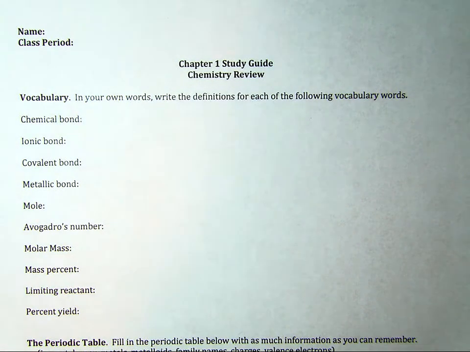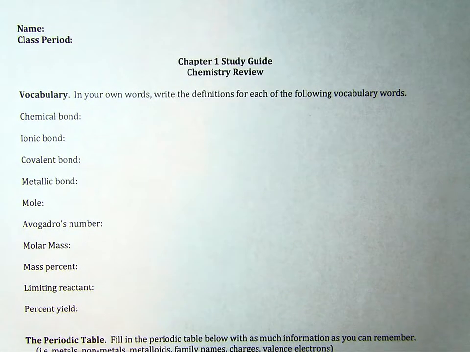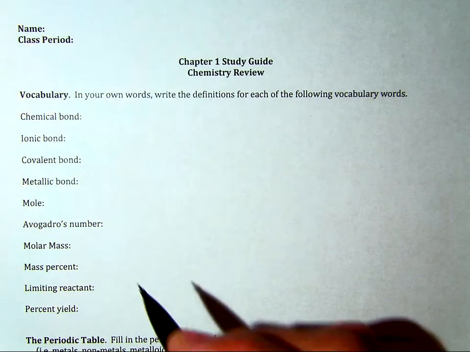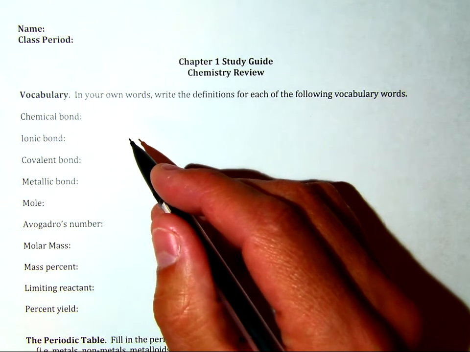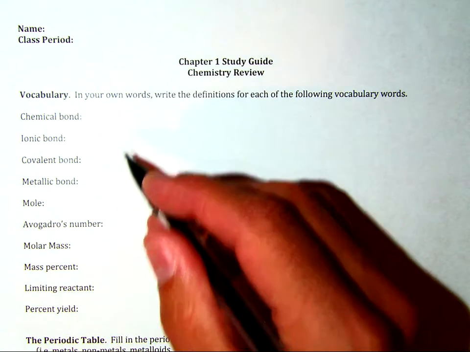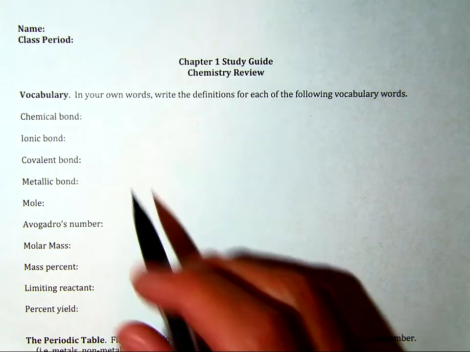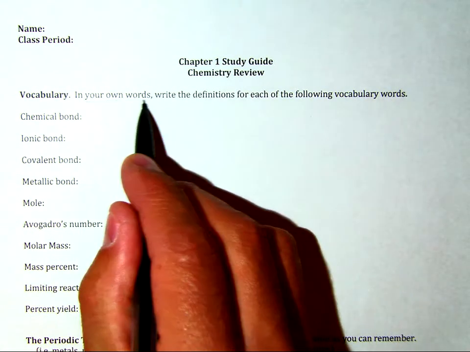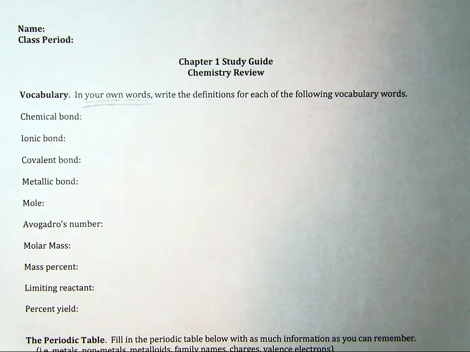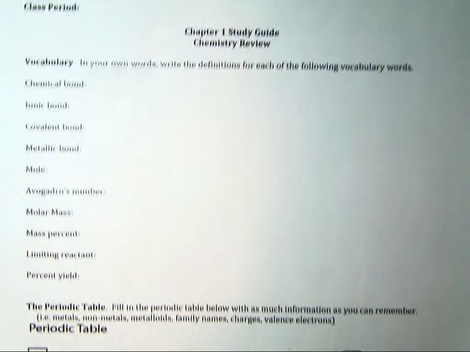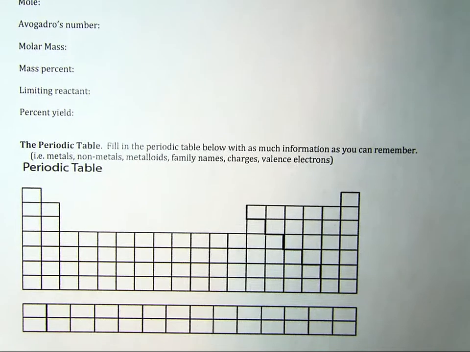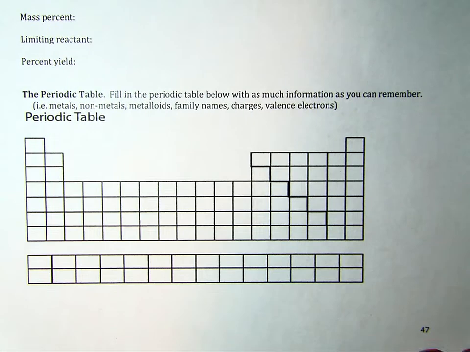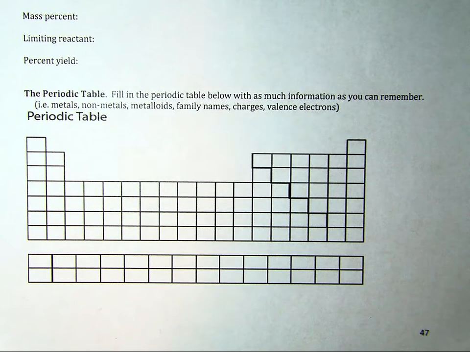First of all, with the vocab list here at the beginning of the study guide, you guys have the vocabulary list in the workbook. So I'm not going to go over these definitions, but in your own words, write the definition for these vocabulary words. So let's jump down to the first problem here on the bottom. It's on the periodic table. It says, fill in the periodic table below with as much information as you can remember.